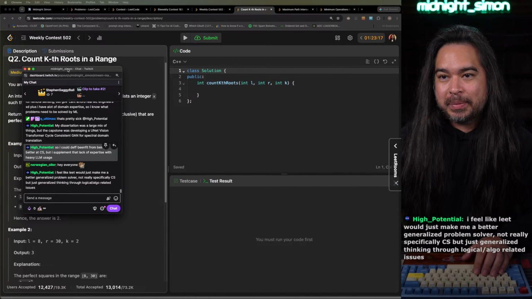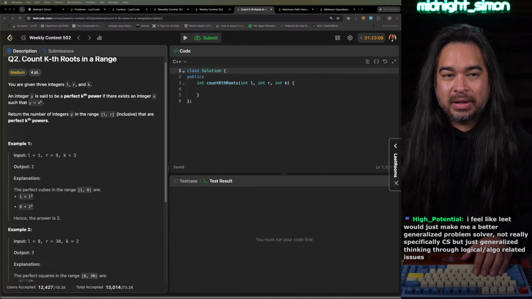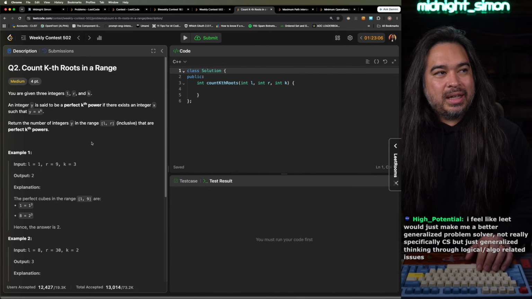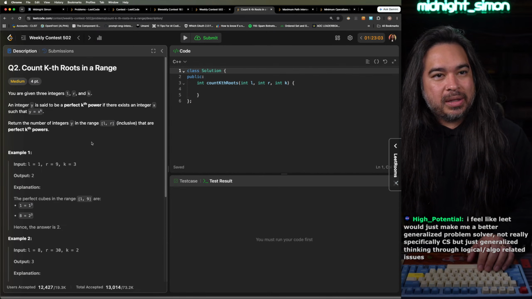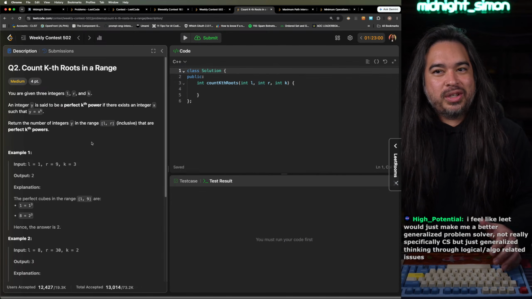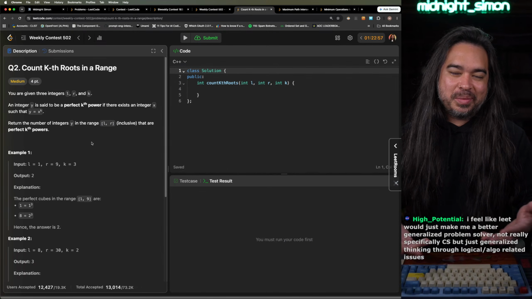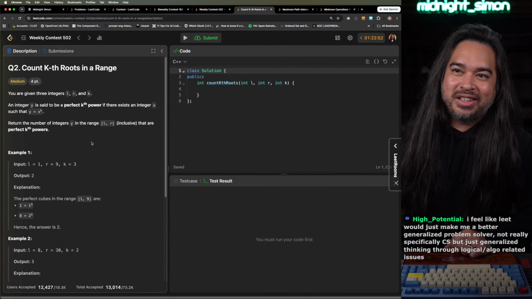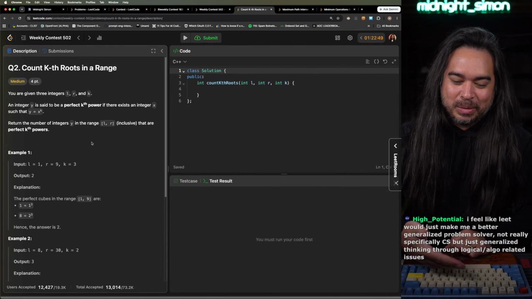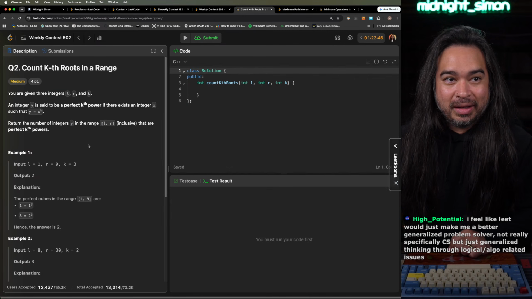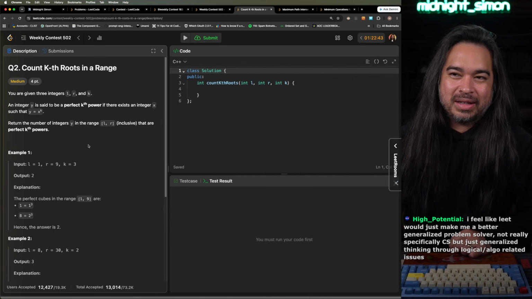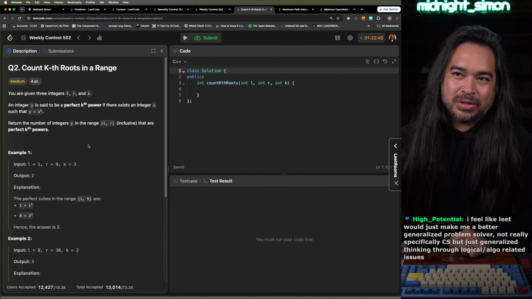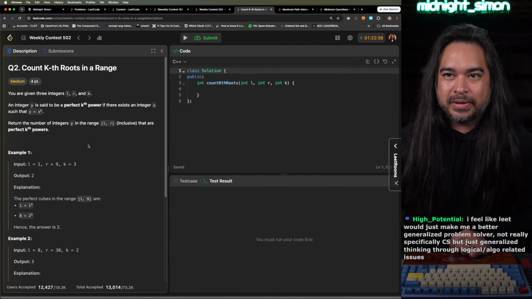I feel like Leet would just make me a better generalized problem solver, not really specifically CS, but just generalized thinking through logical algo related issues. At the end of the day, data structures and algorithms are really just a bunch of tools, or special moves that you can do, and LeetCode is just a puzzle, and you use these tools to solve this puzzle. So once you learn the algorithms and data structures, it's kind of just general problem solving.